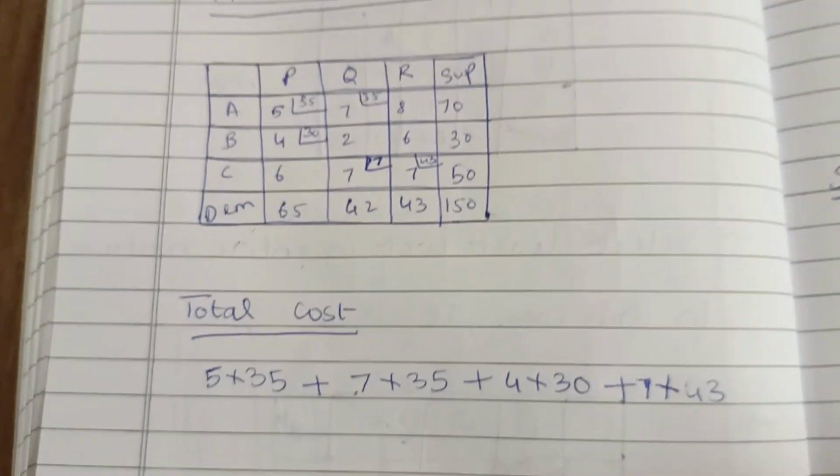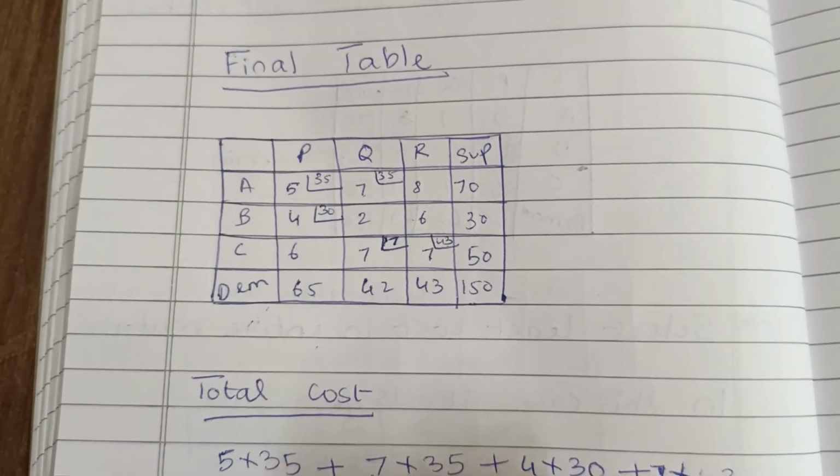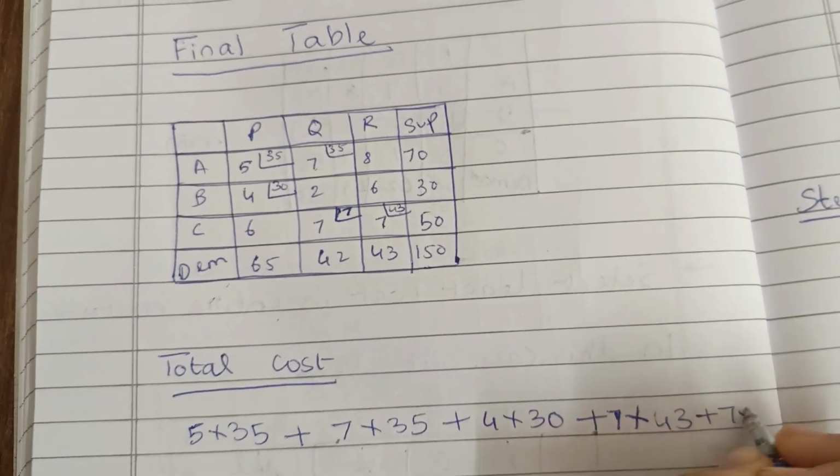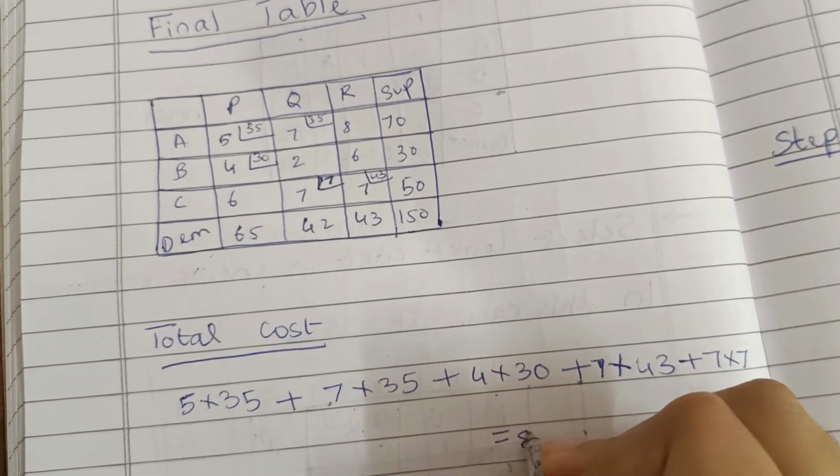Based on this, total cost is calculated where 5 into 35, 7 into 35, 4 into 30, 7 into 43 plus 7 into 7, which gives us 890.